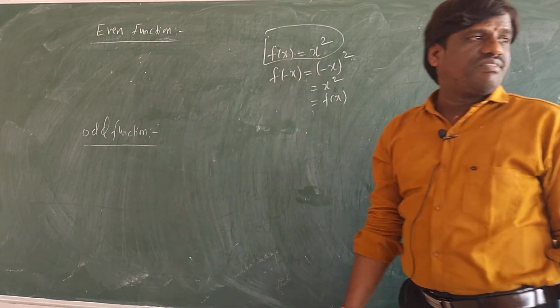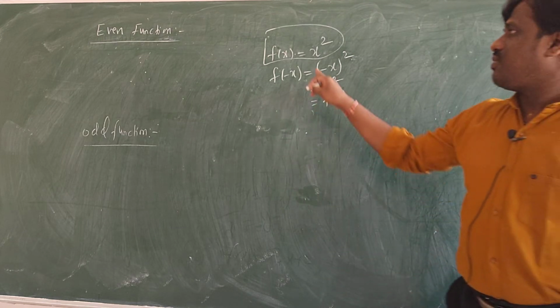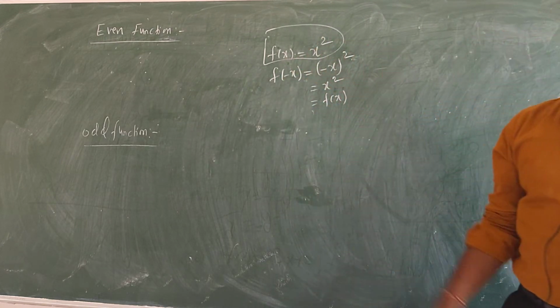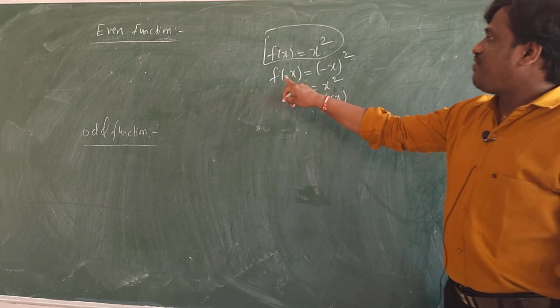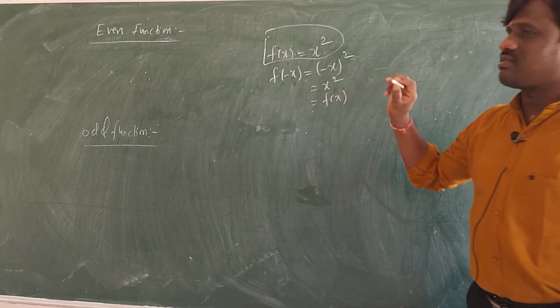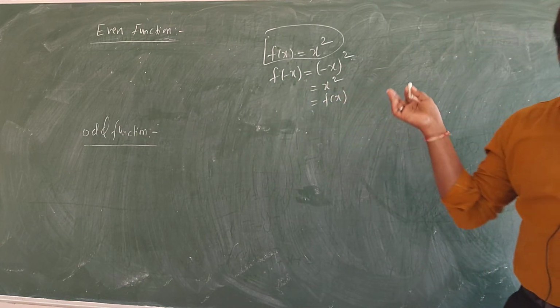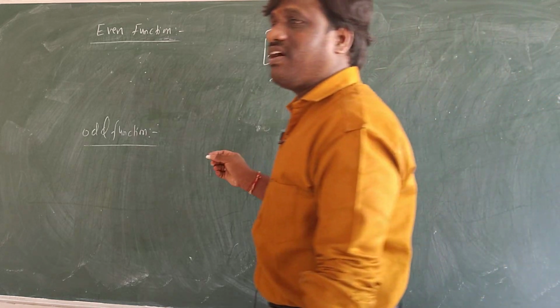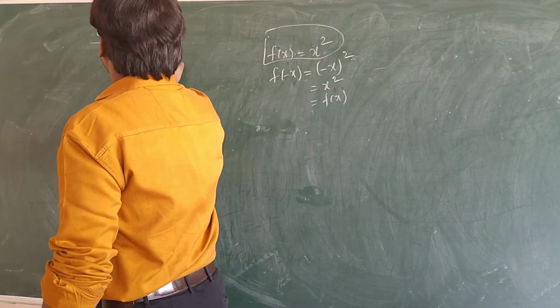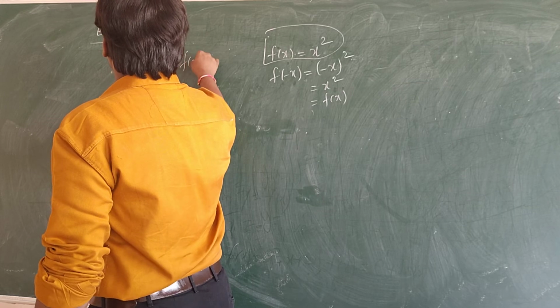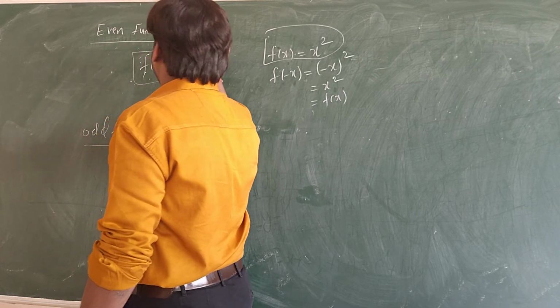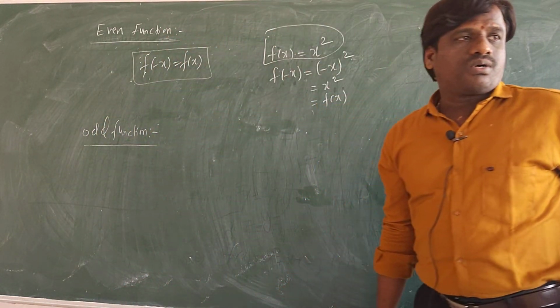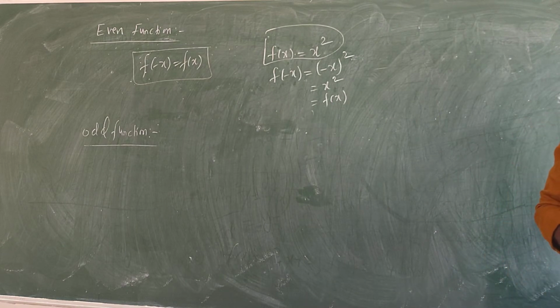X square is itself f of x. What did I take? F of x is equal to x square. F of minus x, I got x square, which means f of x. Means f of minus x is equal to f of x. If f of minus x is equal to f of x, such functions are called even functions. Such functions are called which functions? Even functions. I will give the definition. Wait, I am just explaining first.